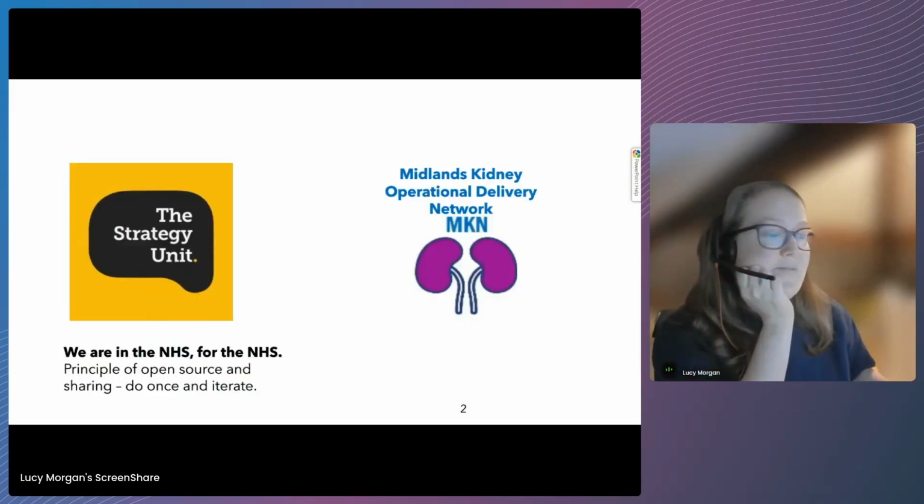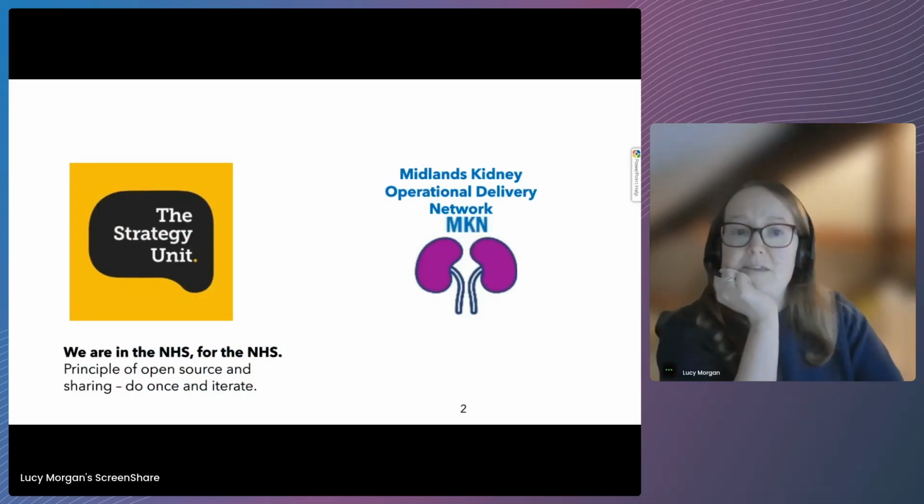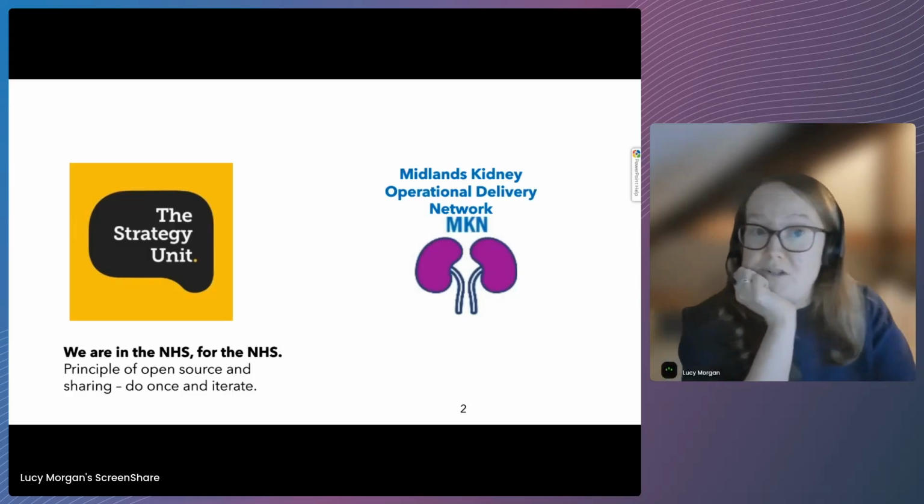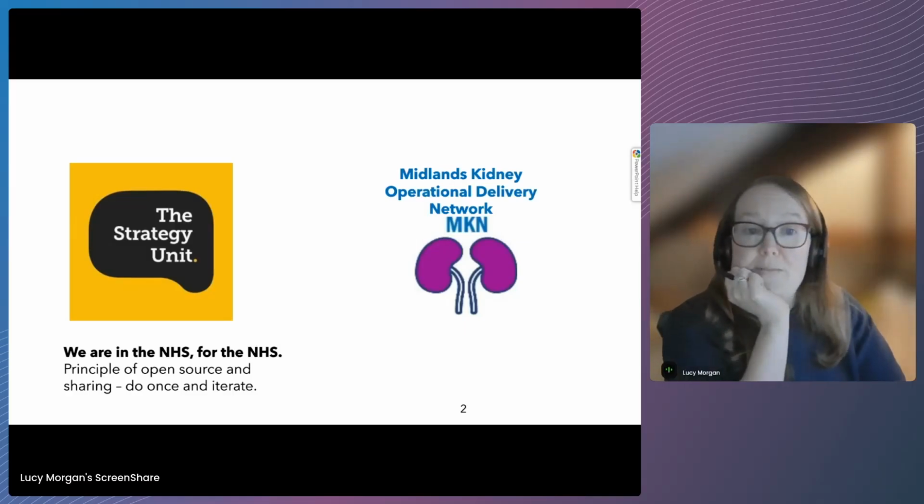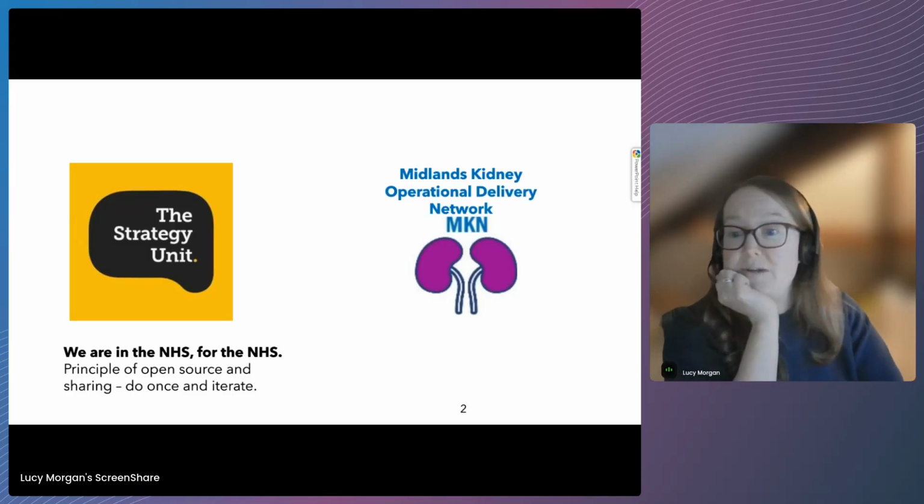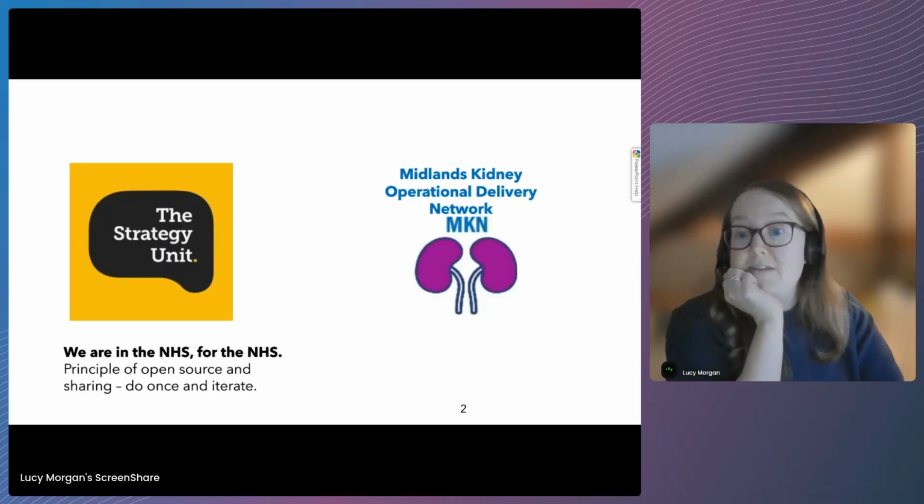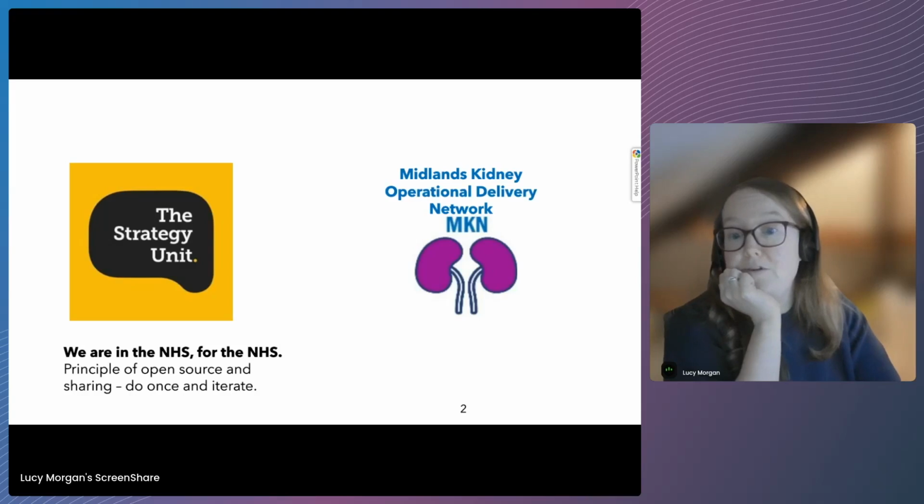So this project is basically something that was motivated by the Midlands Kidney Operational Delivery Network. They came to the strategy unit with some concerns about the capacity for in-centre dialysis over time, and they wanted to see what we could do in terms of modelling to try and look at that problem.